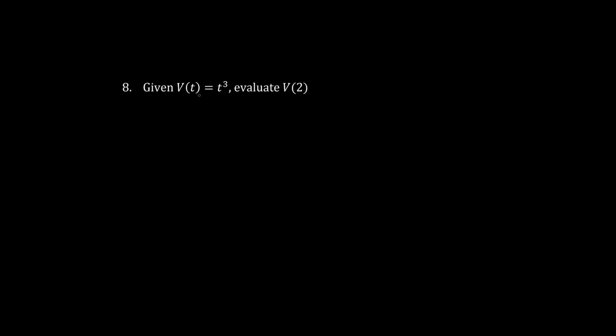Given v of t is equal to t cubed, evaluate v of 2. Now your v is like your f and your t is like your x, but we're just dealing with the same function substitution problem. v of 2 does not mean v times 2. This means function substitution. We're going to substitute 2 into the variable t. So we have t cubed, or 2 cubed, which happens to be 8. So v of 2 evaluates to be 8.